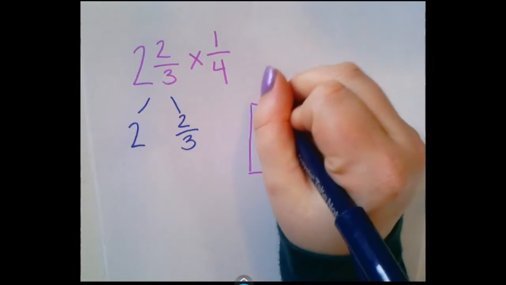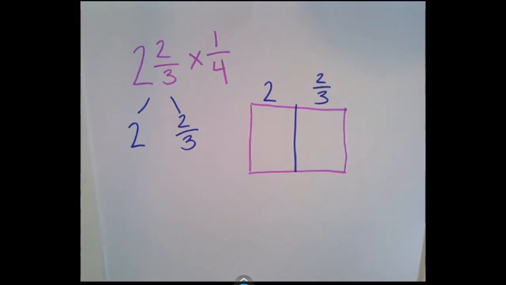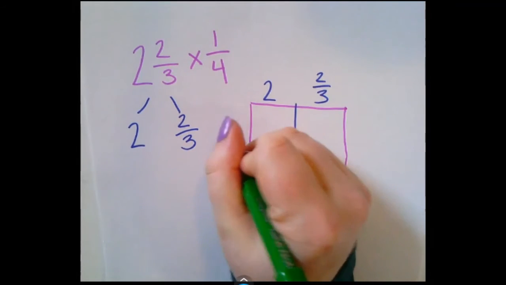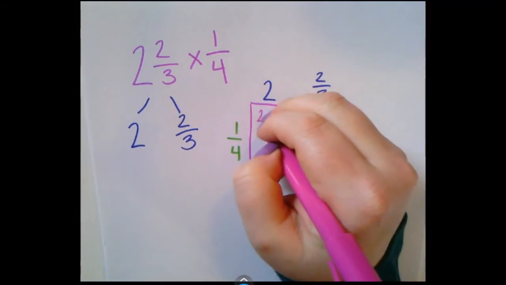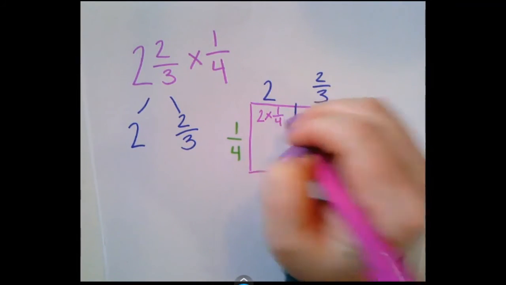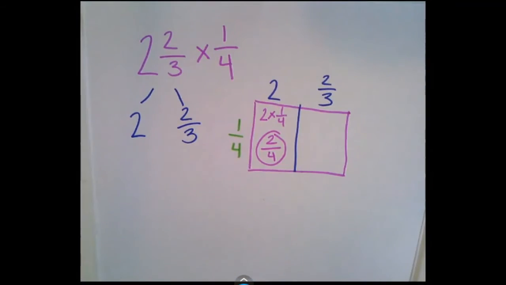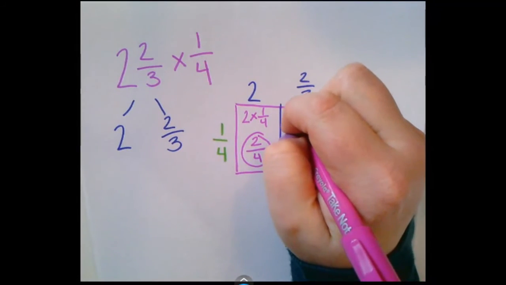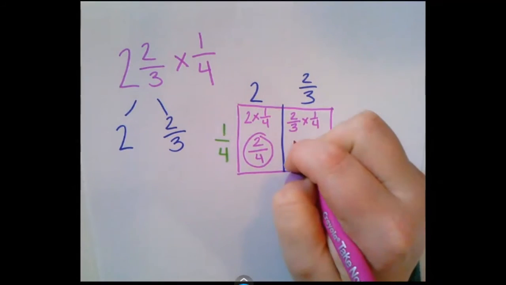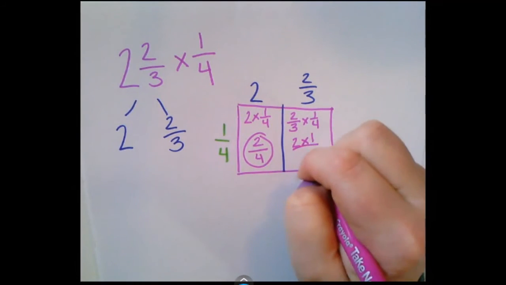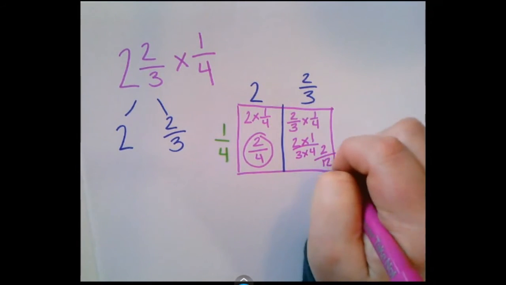On the top, I'm going to put 2 and 2/3. On the side, I'm going to put 1/4. So we do 2 times 1/4, which would give us 2/4. And then we do 2/3 times 1/4. And we know that that would be 2 times 1 over 3 times 4, which would give us 2/12.